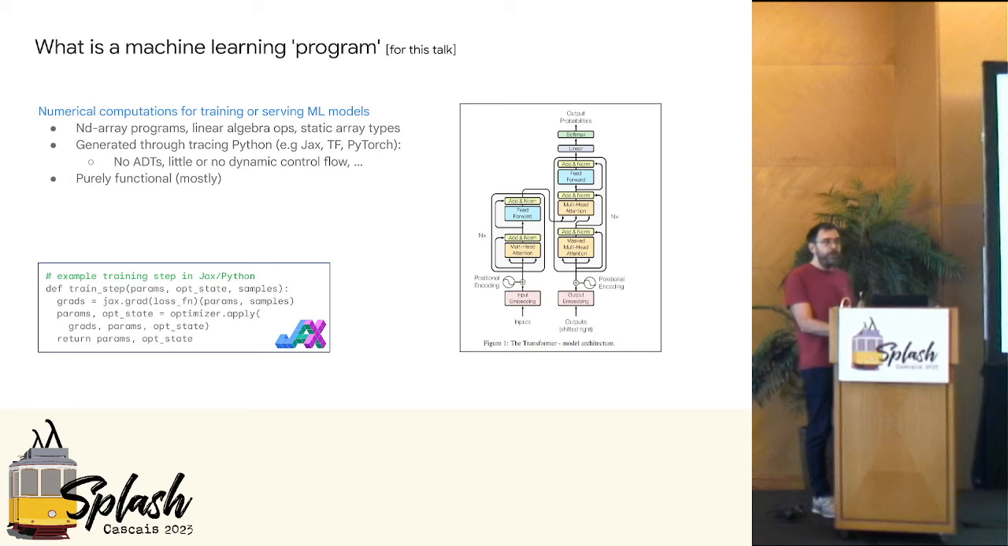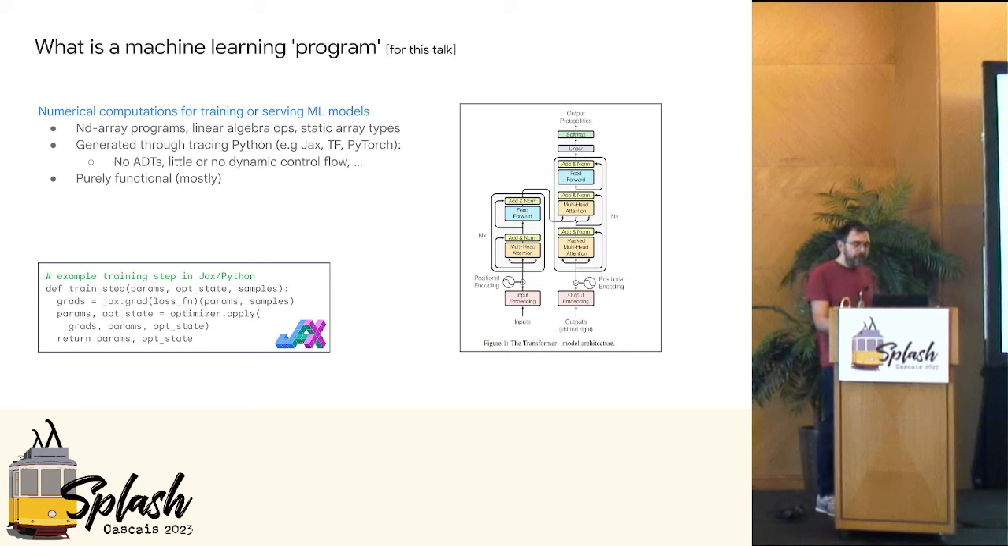For example, from high-level frameworks like JAX or PyTorch or TensorFlow that you may have heard of. And because they are traced out, you don't see algebraic data types, you do not see dynamic control flow, or very little of it, and they're typically purely functional. Down there you can see an example of a training step in Python, where a training step takes the parameters of the neural network, the optimizer state, and some samples, a mini batch, for example, computes the gradients of a loss function with respect to these parameters, and then applies the optimizer to update the parameters for the next step. So training a neural network is really just a big process of training steps.